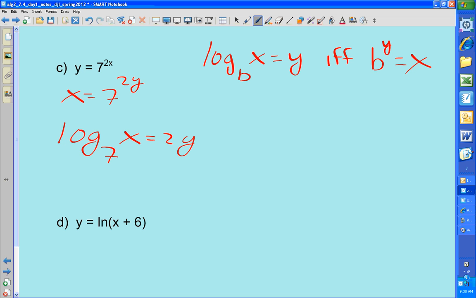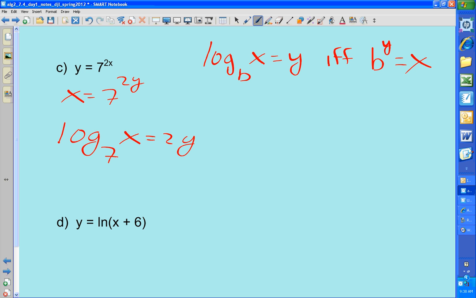What is in the position of b? 7. What's in the position of y? 2y. And what's in the position of x? x. So a lot of coincidence with letters there. Where the letter b is, you're going to put 7. Where the letter x is for this problem, you're going to put x. And where the letter y is, you're going to put 2y. That's the definition of a log. It's literally putting the round peg in the round hole. So we've used the definition of a log.